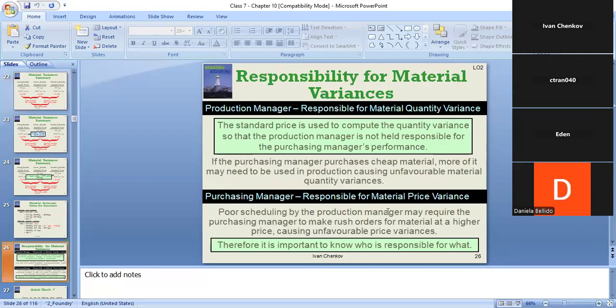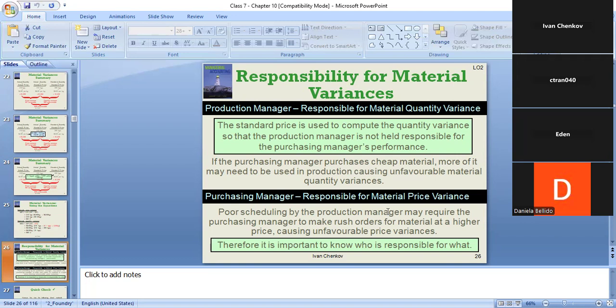everything in one place. Now again, the production manager is responsible for the material quantity variance. The purchasing manager is responsible for the material price variance. Now, the standard price is used to compute the quantity variance so that the production manager is not held responsible for the purchasing manager's performance. Now, if the purchasing manager purchases cheap material, more of it will be needed in production, which causes that unfavorable material quantity variance.